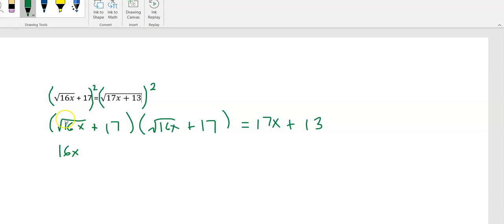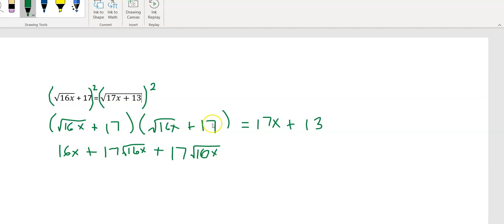All right, now let's go to outside. Square root of 16x times the 17. Now, since 17 is not under the radical, it will end up on the outside. And then the radical will be kind of stuck to it. All right, now same thing when we do the inside. 17 times the square root of 16x. We'll get that same term again, 17 square root of 16x. So we can never multiply the inside times the outside. They just sort of stick together with radicals.